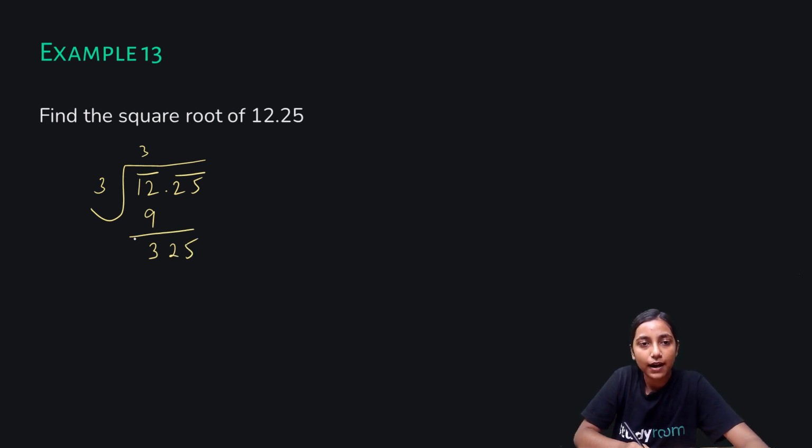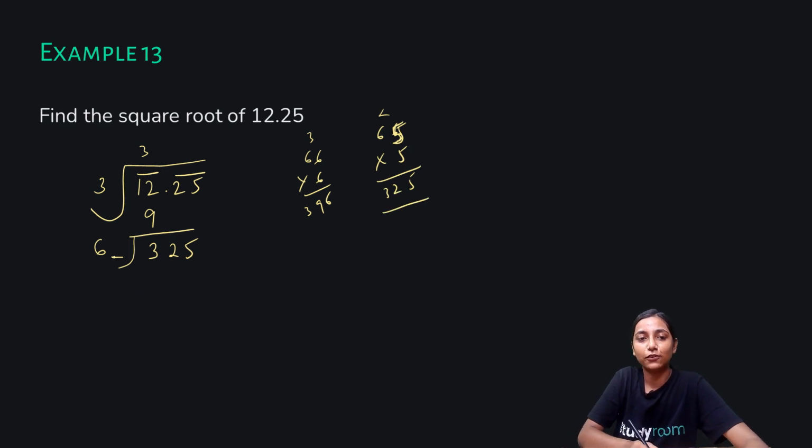Now for the next part I'll write the double of 3, that is 6, here. Which number do I have to write here? What if I put 6? 6 6s are 36, that is getting greater. Let's try 5. 5 5s are 25, 5 6s are 30, and 30 plus 25 is 325. I am getting exactly 325. Therefore it will be 5 here, and 5 here.